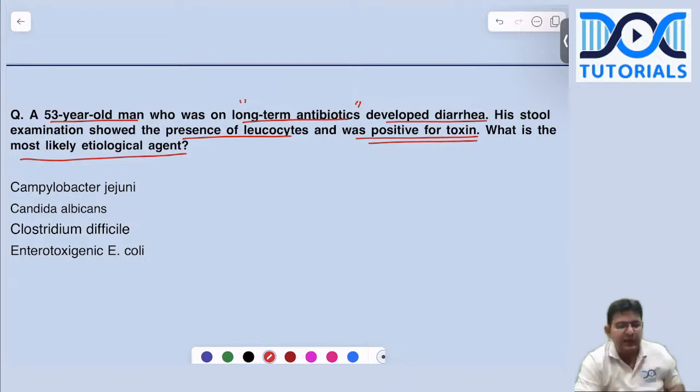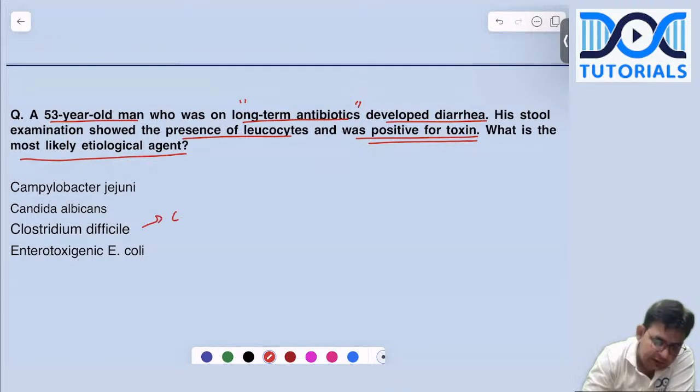Campylobacter jejuni is the organism. Is it Candida albicans? Is it Clostridium difficile? Or is it enterotoxigenic E. coli? Sean Parker has told Clostridium difficile. Yes. Any other? Okay. Everybody is telling Clostridium difficile.